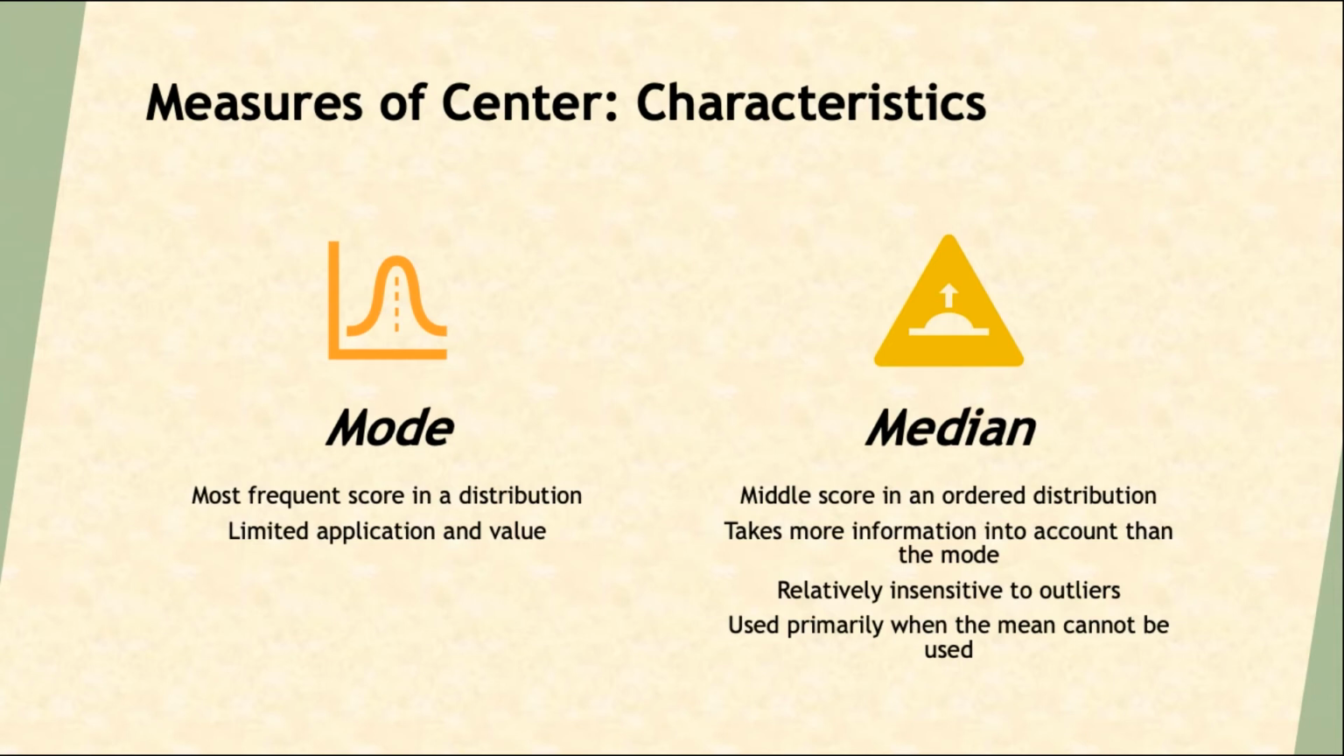The median takes more information into account than the mode. However, it is still a rather insensitive measure of center because it does not take into account the magnitude of the scores above and below the median. As with the mode, two distributions can have the same median and yet be very different in character. For this reason, the median is used primarily when the mean is not a good choice.